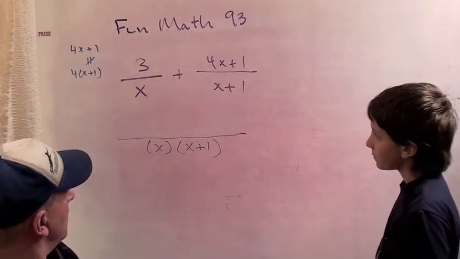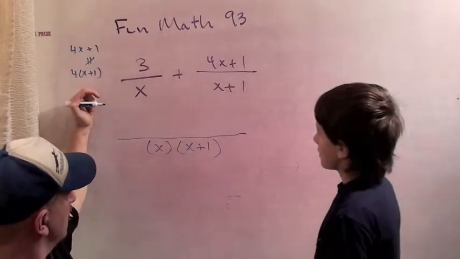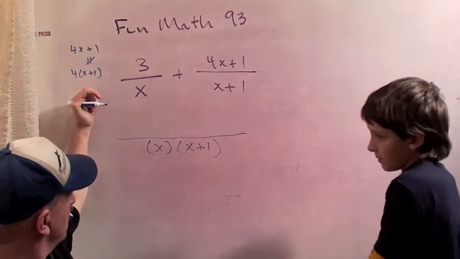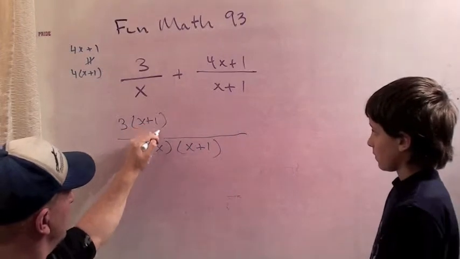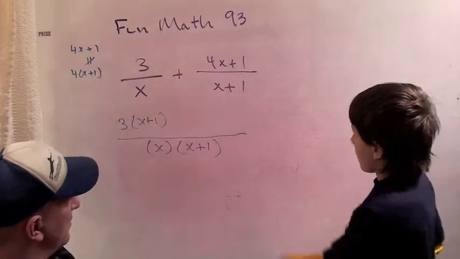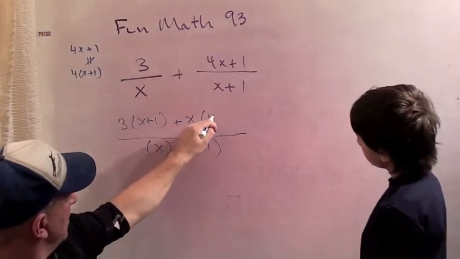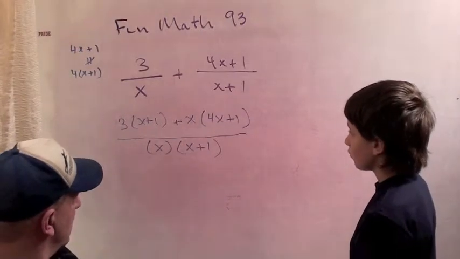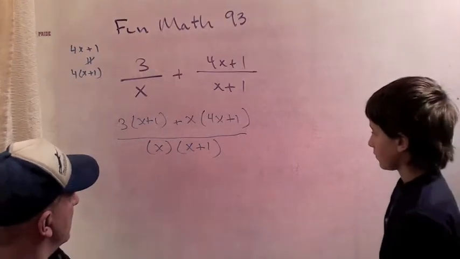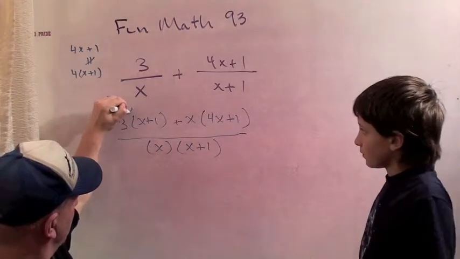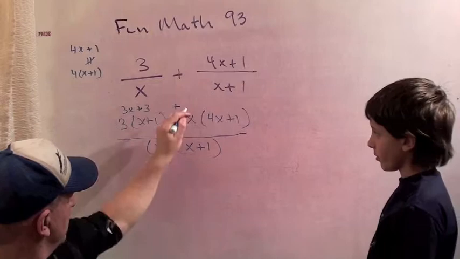What do you have to multiply this fraction here by, 3 over x? 3 over x times x plus 1 over x plus 1. Here's my x times x plus 1 on the bottom, so I get 3 times x plus 1. What do I have to multiply this fraction by? x over x. So here's my x times x plus 1 on the bottom, and I get x times 4x plus 1. When this gets all multiplied out, this is 3x plus 3. And x times 4x plus 1 is 4x squared plus x.